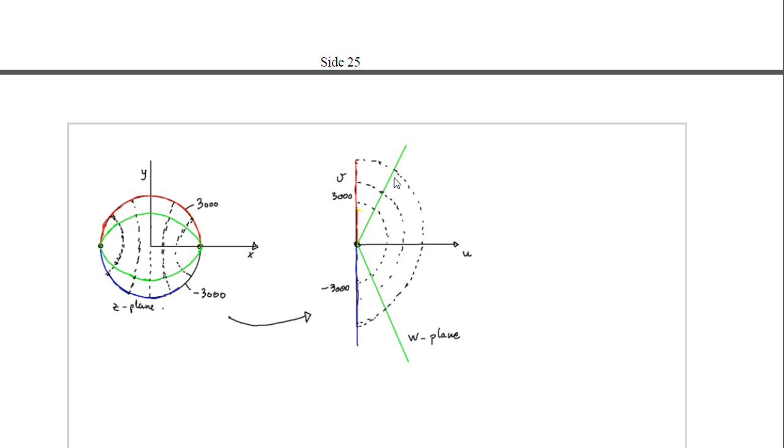So we know that this straight line must correspond to some circle or straight line. In fact, we get half circles here as equipotential lines, and some of them correspond to the straight line here, which is going from this point to this point.